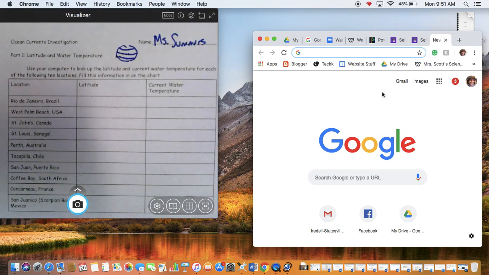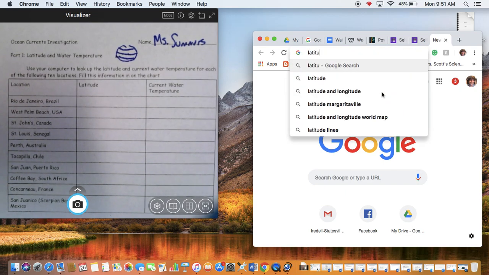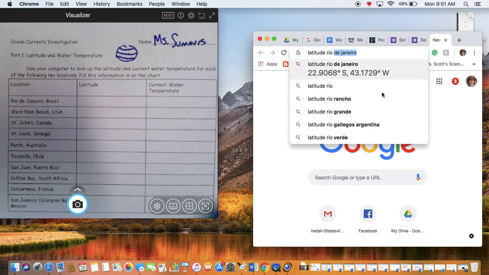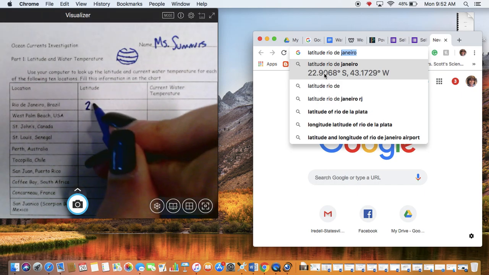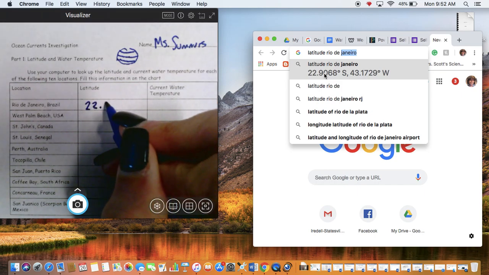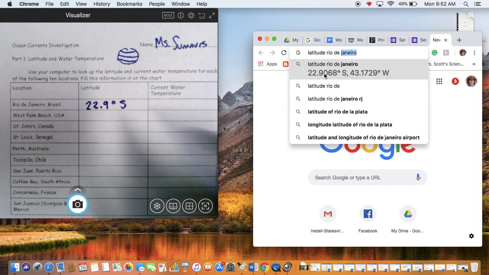All right, so we're going to use our power of Google, and we're going to look up the latitudes of each of these places as well as their current water temperature. So you might be saying, well, how do I know how to find that? If you just go latitude Rio de Janeiro, this first number is latitude, all right? It's always either going to be north or south, and you do have to include that. You don't have to include every single one of these decimal points. I would just do maybe the first. So 22.9 degrees south.